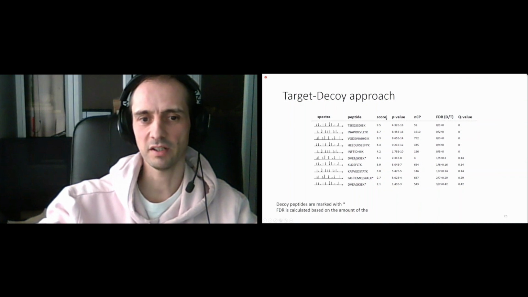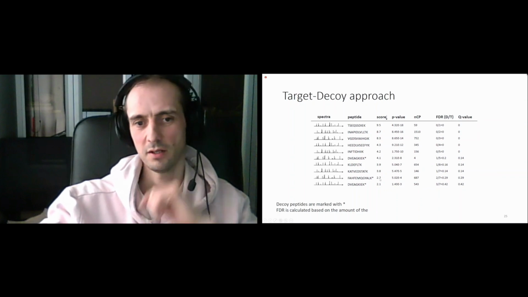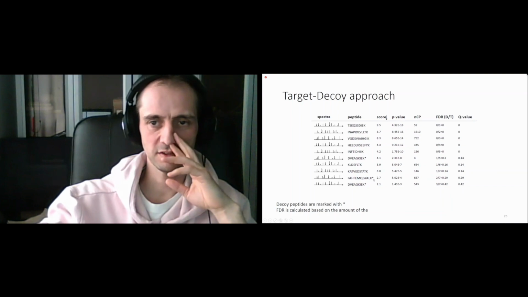For example, here there is one decoy peptide, so I assume that around this region there is another spectrum annotation, annotated with a target peptide but incorrectly, and it has a similar score. The same goes for this one.